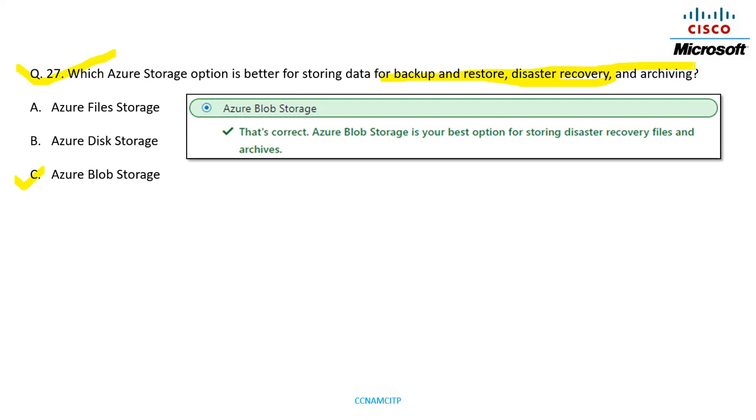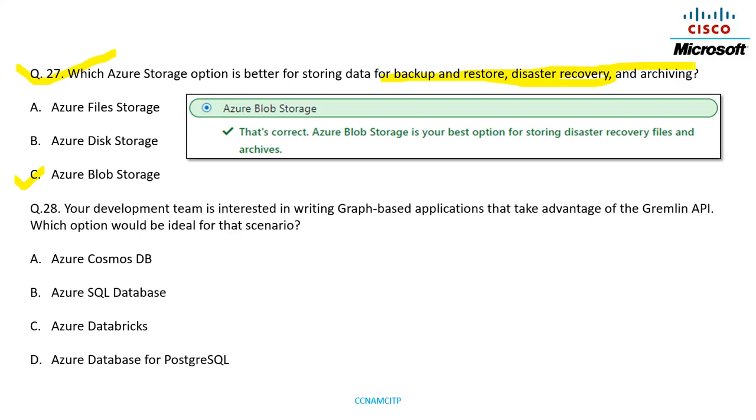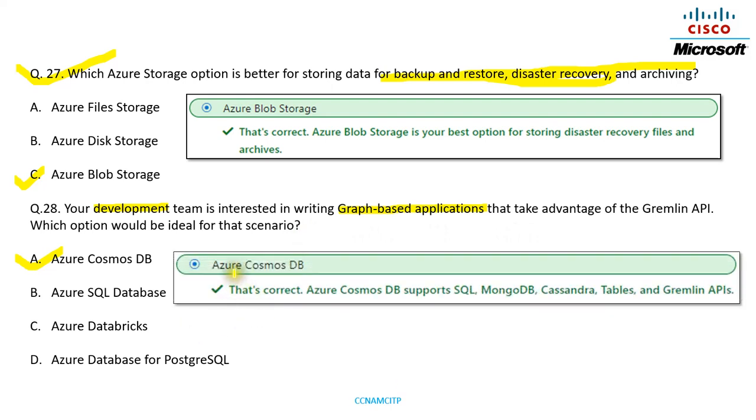Azure blob storage. And your development team is interested in writing a graph based application that takes advantage of the Gremlin API. Which option would you use? So again here your answer should be A, Azure Cosmos DB, because it supports lots of APIs. Azure Cosmos DB supports SQL, MongoDB, Cassandra tables and Gremlin APIs. So the answer should be A.